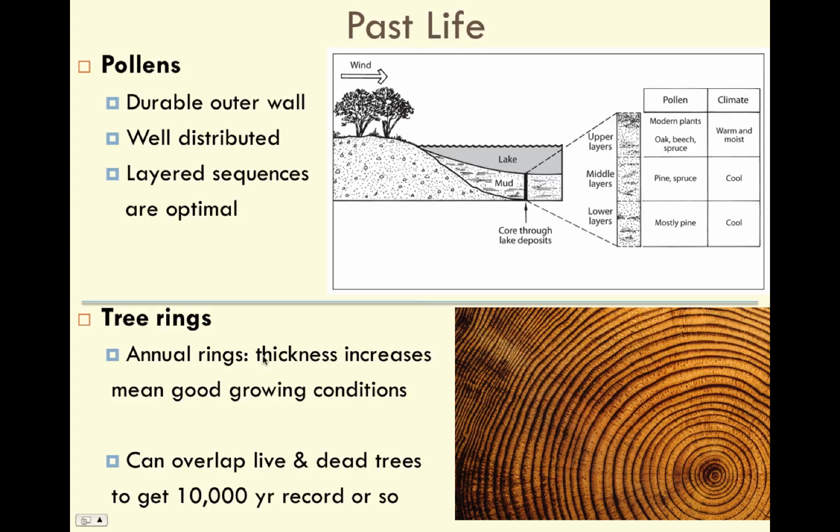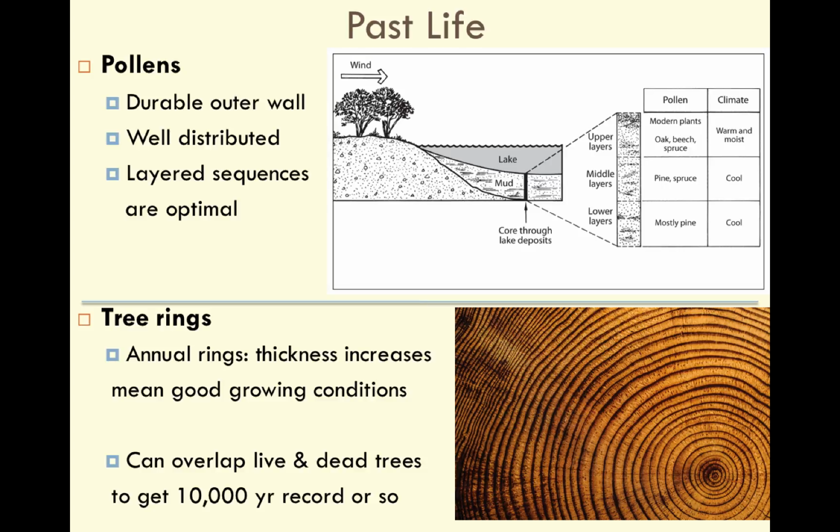A tree's annual rings will be thicker during a year that had good growing conditions. That might be just the perfect balance between moisture and temperature for them. You can overlap live and dead trees to get a 10,000 year record or so. So the oldest trees we have are bristlecone pines, and they only go back about 5,000 years.